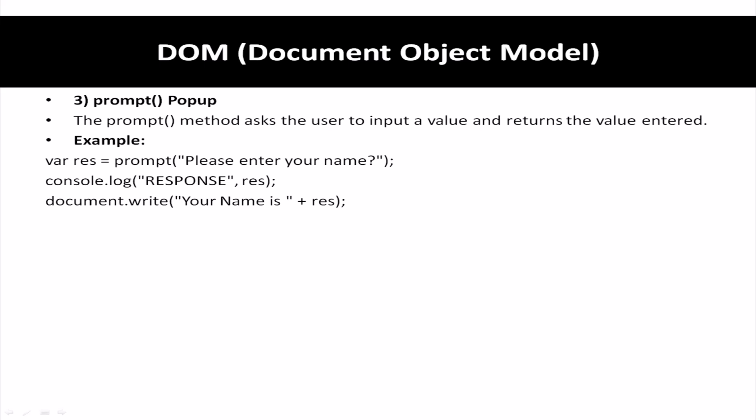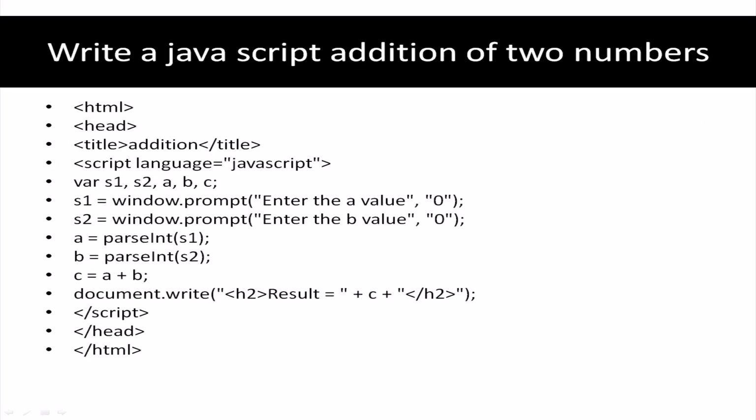Next, the prompt box. Here you are going to display a prompt where you enter your name. Previously, if you notice this program, you have used window.prompt, enter the value of a, with a default of 0, and it is stored in the variable s1. Then window.prompt, enter the value of b, default 0, stored in the variable s2.